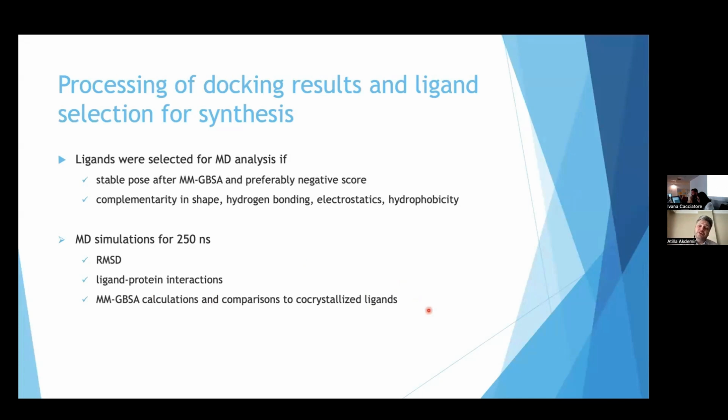So we took the crystal structures with the co-crystallized ligands that were used in the ensemble docking. We performed 250 ns MD simulations and all the analysis, as you can see over here, including the MMGBSA energy calculations, and then we compared. This gave us an idea whether or not the compound that we have identified was expected to bind selectively to 9 or 12.